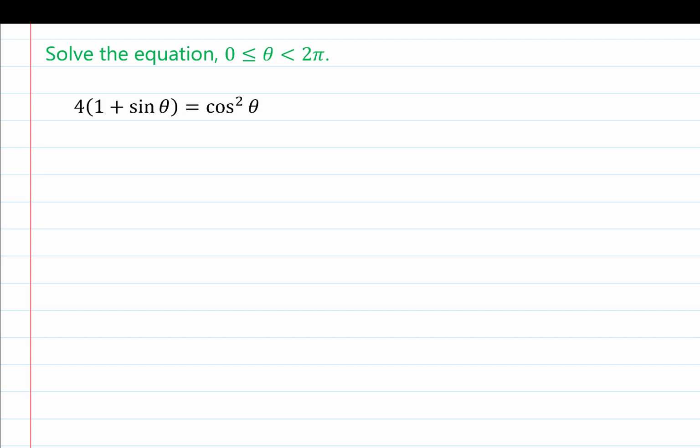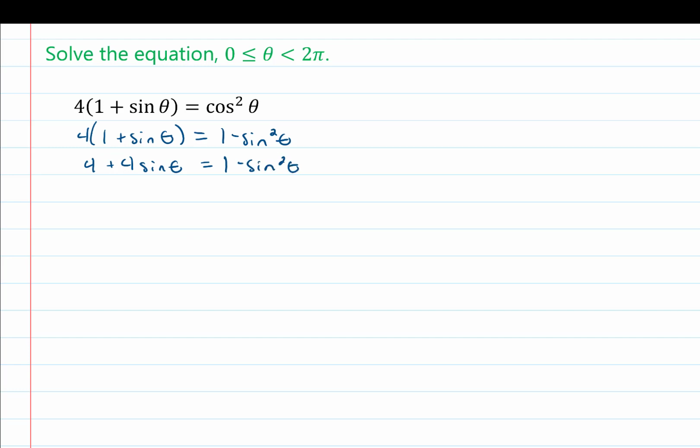Our equation is 4 times the expression 1 plus sine of angle theta is equal to cosine squared theta. Like with the last problem, we need to replace cosine squared theta with 1 minus sine squared theta, so we have an equation that's only in terms of sines and no cosines. So what we have is 4 times the expression 1 plus sine of angle theta is equal to 1 minus sine squared theta. Now we're going to simplify the left side by applying the distributive property. That means we get 4 plus 4 times sine of angle theta is equal to 1 minus sine squared theta.